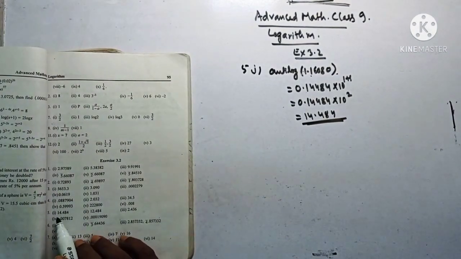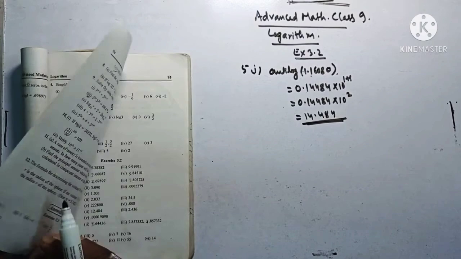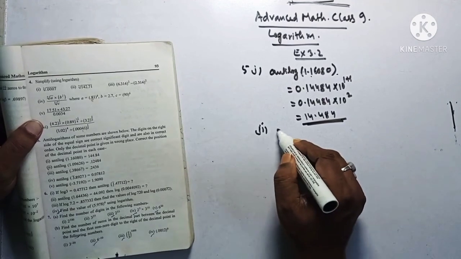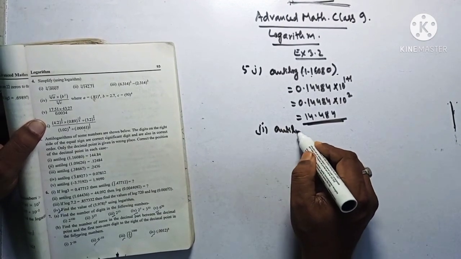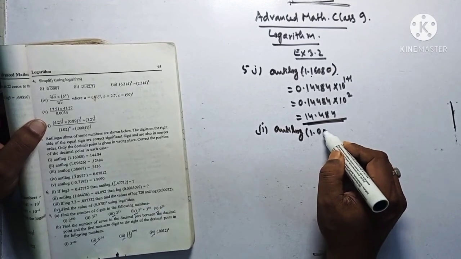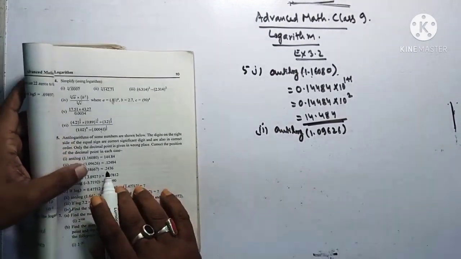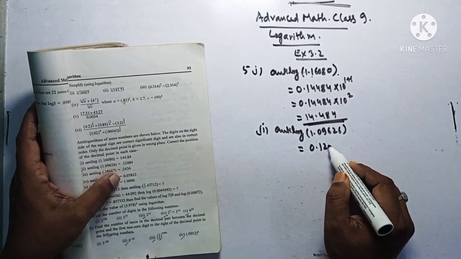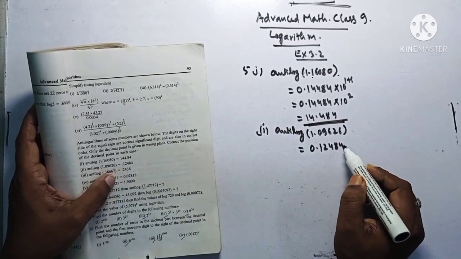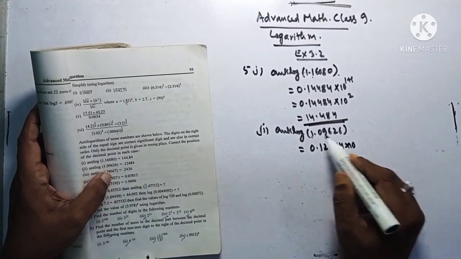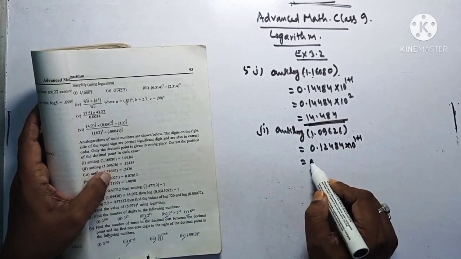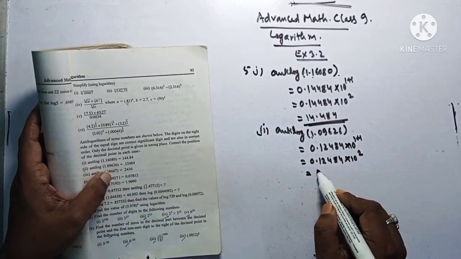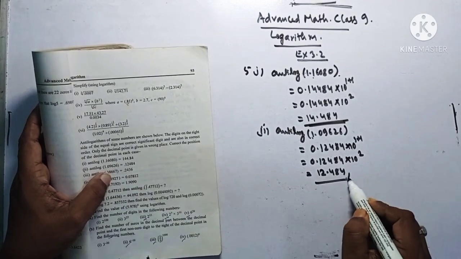So the first is 14 point. Now again similarly you can see the second, that is anti-log 1.09626. Here the answer is given to you. Actually how much was it? 0.12484, and this is 10 to the power of characteristic 1, 1 plus 1, therefore this is 0.12484 into 10 to the power of 2, so this will be 12.484. This is your answer.